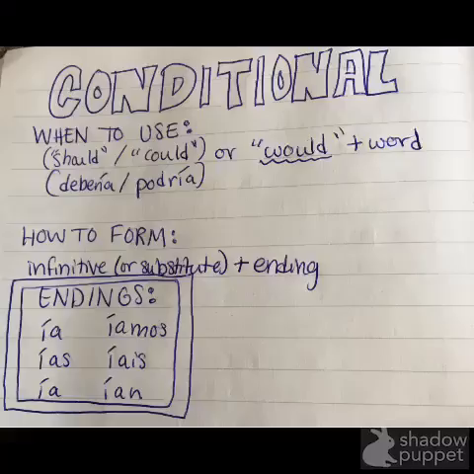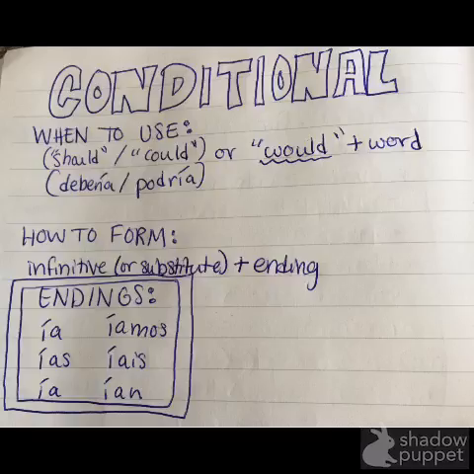So today I'm going to talk about the conditional tense in Spanish. This tense is used to say when something would happen. Typically it talks about the future, but it can also talk about the past. It really depends on how you're using it. But essentially the literal translation is "would" plus the word that you are using.